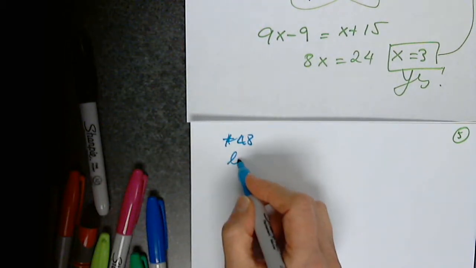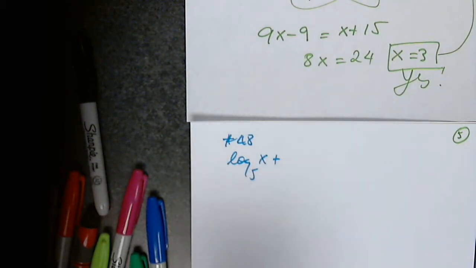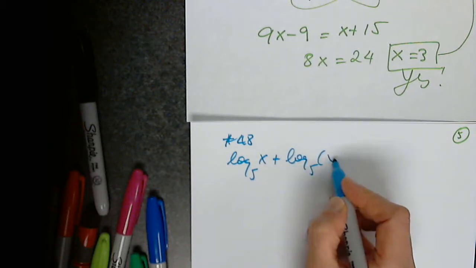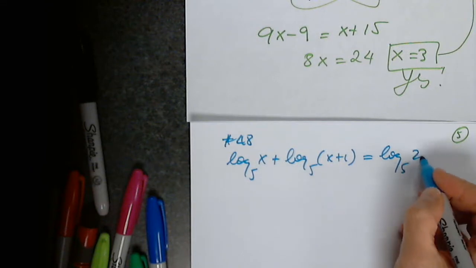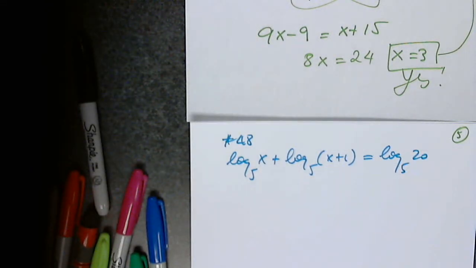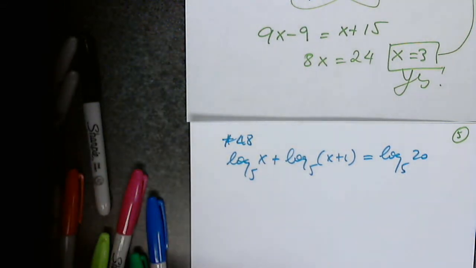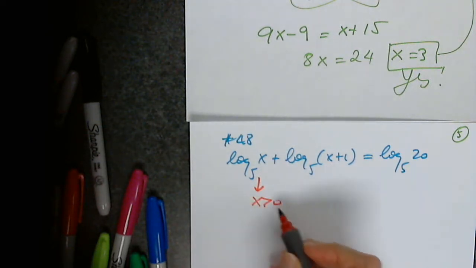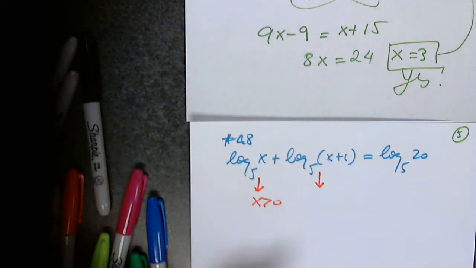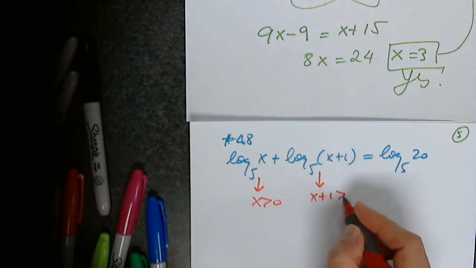Log base 5 of x plus log base 5 of x plus 1 equals log base 5 of 20. Does log base 5 of 20 need a restriction? No, it's a number. How can I restrict a number? I can restrict a variable, but not a number. Good, excellent. So what is the domain of the first one? x greater than 0. How do I get the domain for the second one? x plus 1 greater than 0.